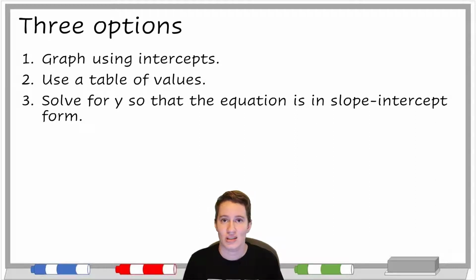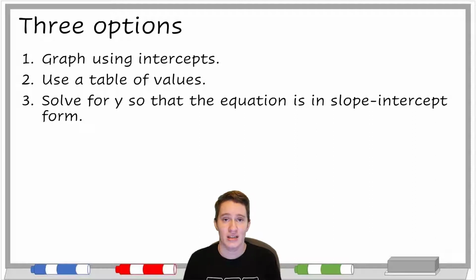The second way we could do it is to use a table of values. This is my least favorite way because the other 2 ways I think are easier. If we use a table of values, we pick things for x and we're having to solve for y over and over again, and it is time consuming. So I think it's the way that takes the most time.